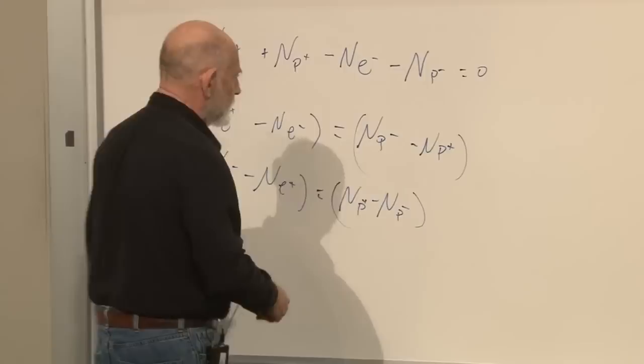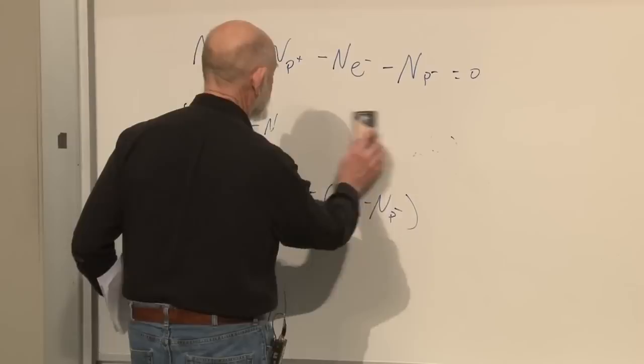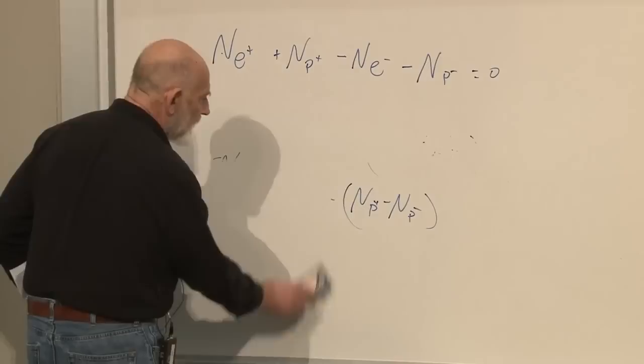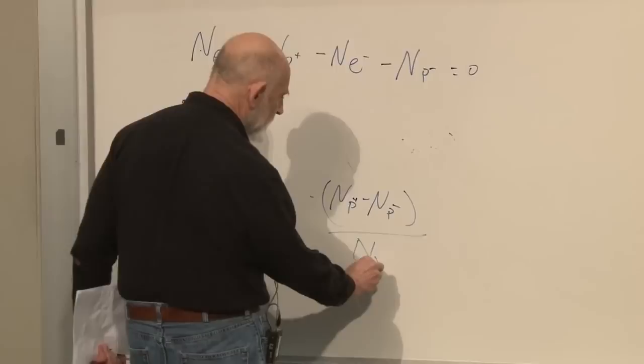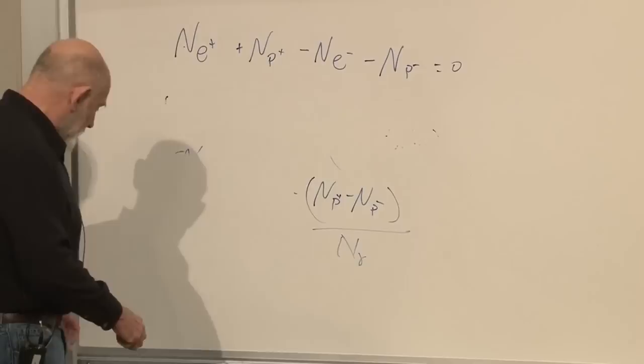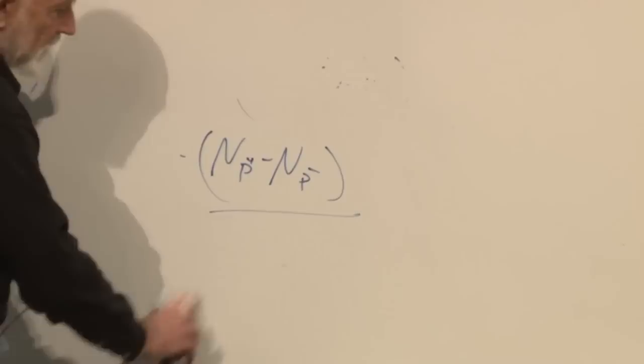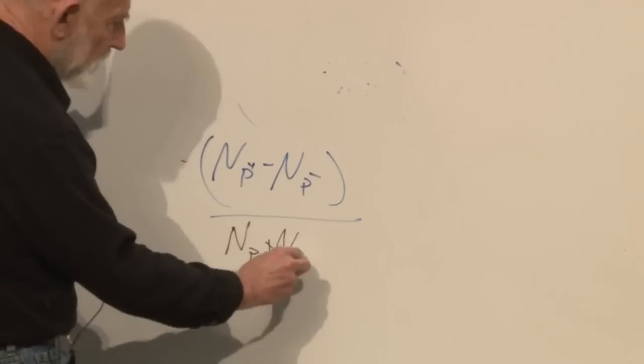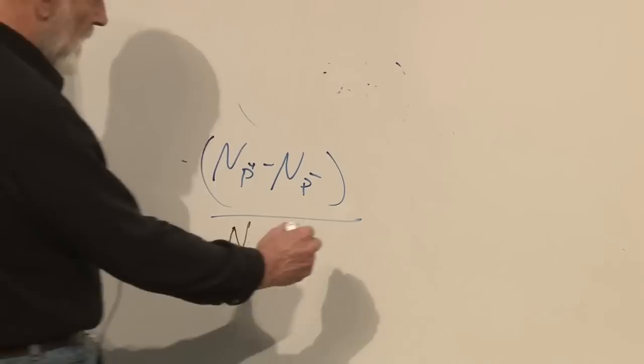Where is it? This number over here, divided by the number of photons. But the number of photons in the early history of the universe was approximately the same as the number of protons plus antiprotons, the number of protons plus n p bar. And that's a number which is about 10 to the minus 8th.